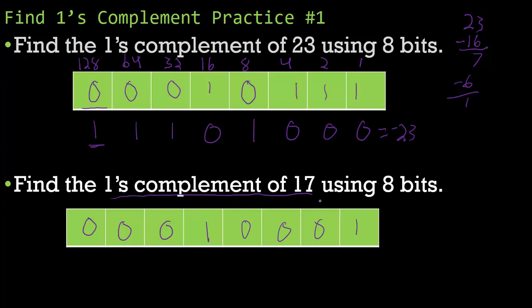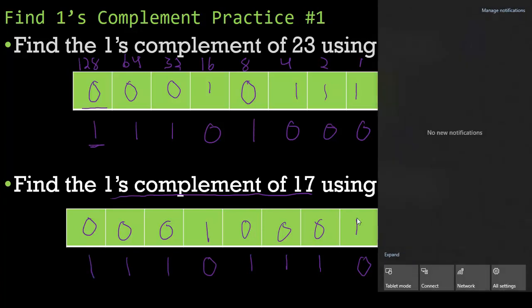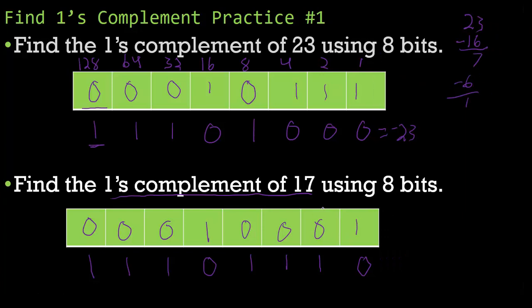How do I find the ones complement? I simply invert every single bit. This 1 becomes a 0. This 0 becomes a 1. This 0 becomes a 1. This 0 becomes a 1. This 1 becomes a 0. This 0 becomes a 1. This 0 becomes a 1. This 0 becomes a 1. This is equal to negative 17. I know it's a negative because my leftmost bit is a 1. This is positive 17. How do I know this is positive 17?